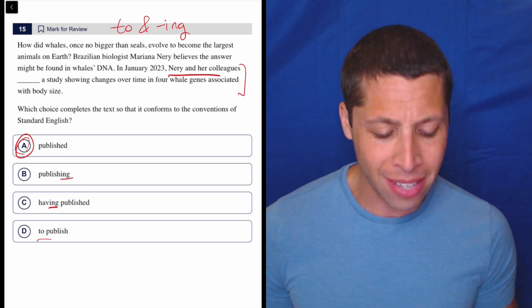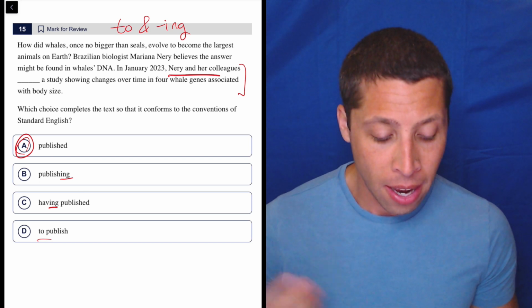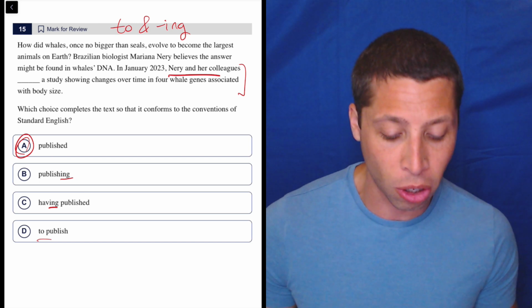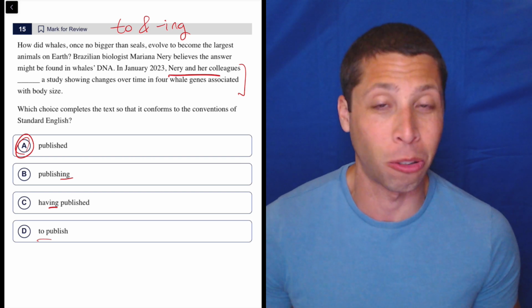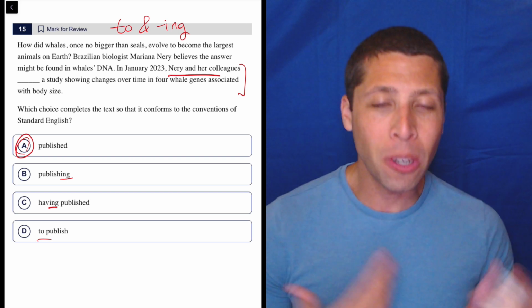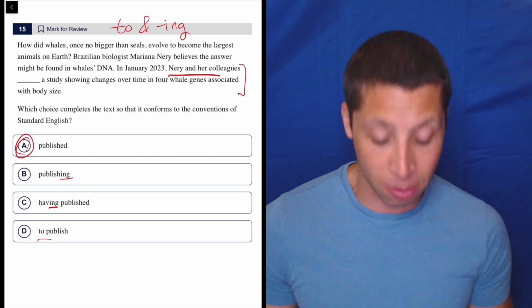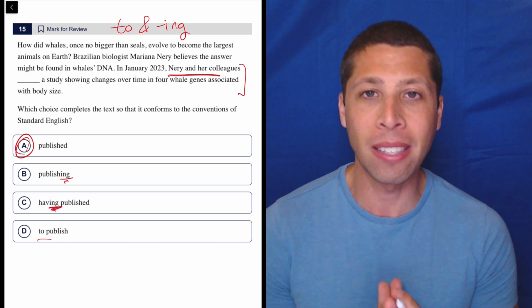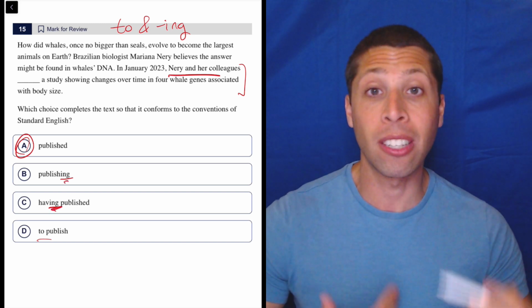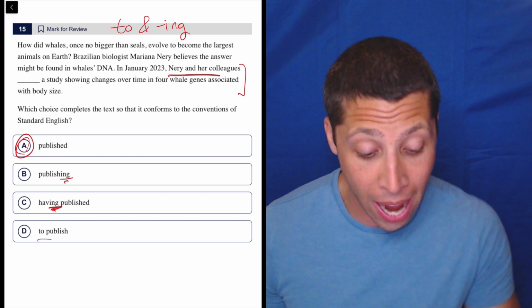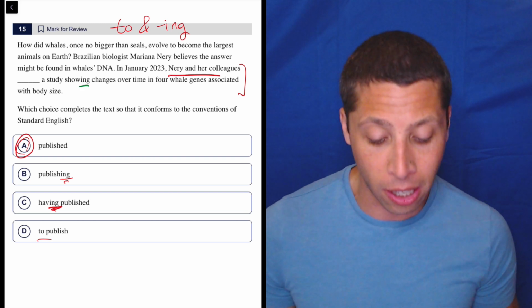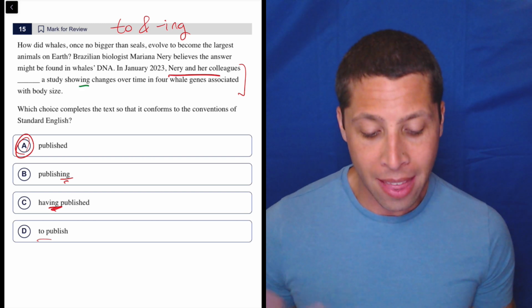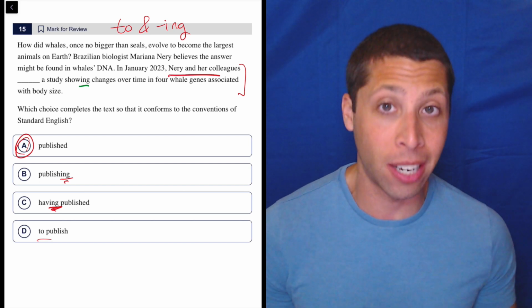If we put the other ones in, I feel like we never really have a sentence. Neri and her colleagues publishing a study showing changes over time in 4 whale genes associated with body size. Notice how my voice kind of sounds like it keeps going, and that's because when we have an ing version of a verb, a lot of times it basically becomes more of a descriptive verb. So we have that actually in other parts of the sentence, right? Right here, showing changes over time. That's kind of, again, like adding on extra description.